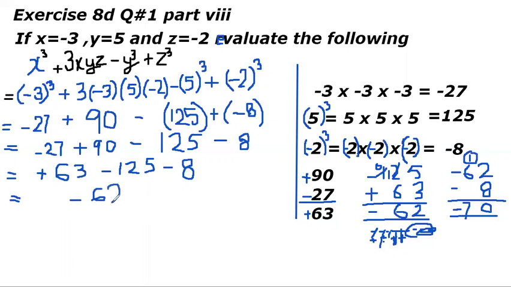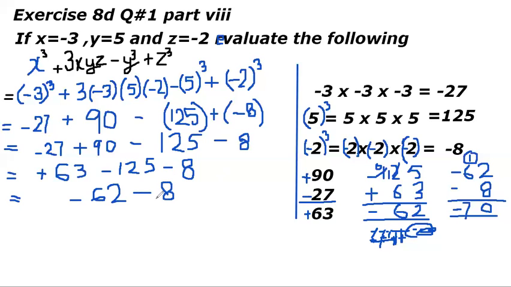Again, I am repeating, for example, these are negative 125 signs. For example, these are positive 63 signs. All the positive signs will be cancelled out. Only the negative signs will be left over. And when you count, 62 negative signs will be left over. And negative 8.